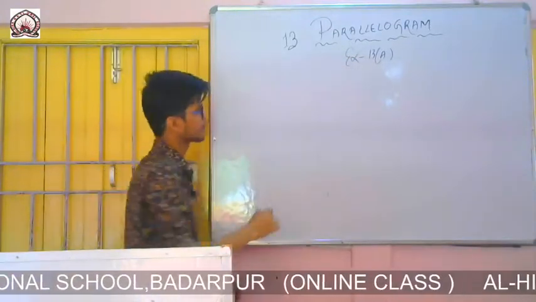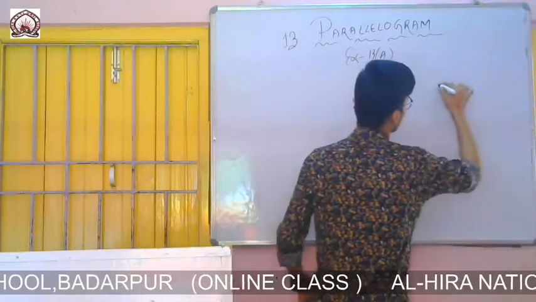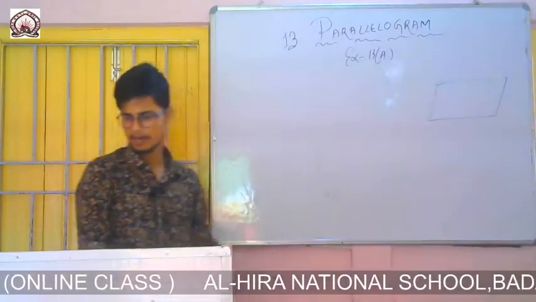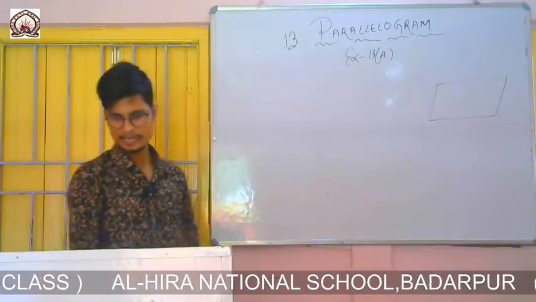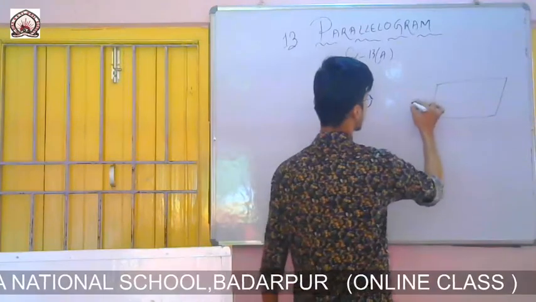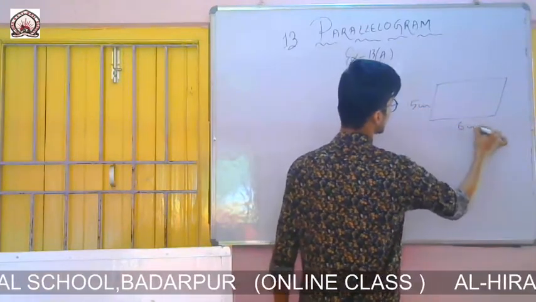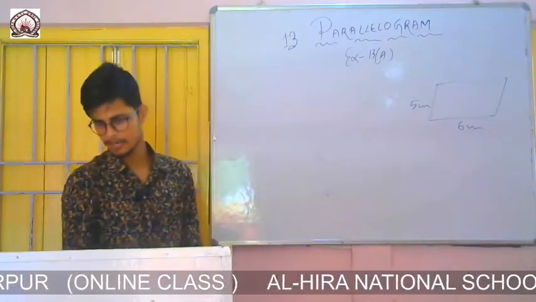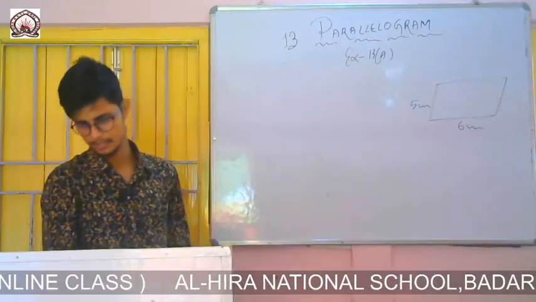Perimeter. Yes, it is given like this. A parallelogram is given, and it is said that the adjacent sides are 5 cm and 6 cm.